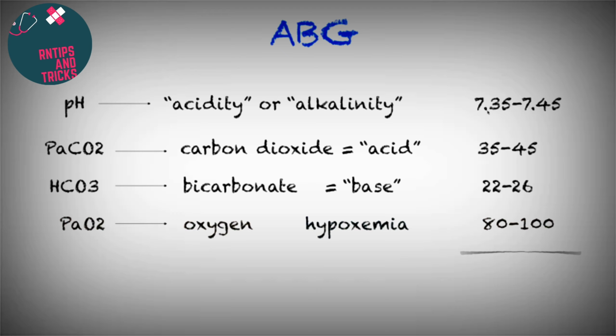Again, your pH refers to the acidity or alkalinity of your blood, and the normal value is 7.35 to 7.45. Your PaCO2 is your carbon dioxide, which the normal value is 35 to 45, and when you see carbon dioxide, think about acid. HCO3, your bicarbonate, your normal value is 22 to 26, and when you think about bicarbonate, think about base. And lastly, your PaO2, your oxygen, it is 80 to 100. Unfortunately, there is no other way around this but just to memorize these numbers. But if you do memorize these numbers, trust me on this, interpreting ABGs will be a breeze for you.